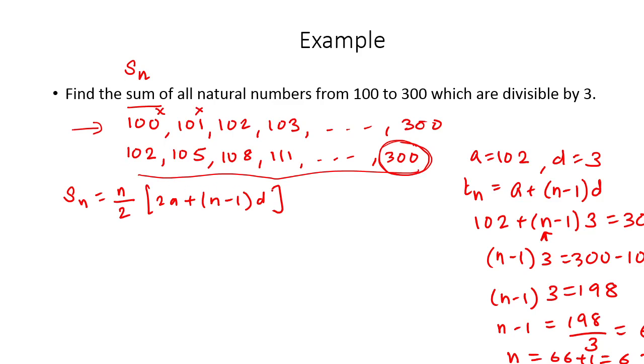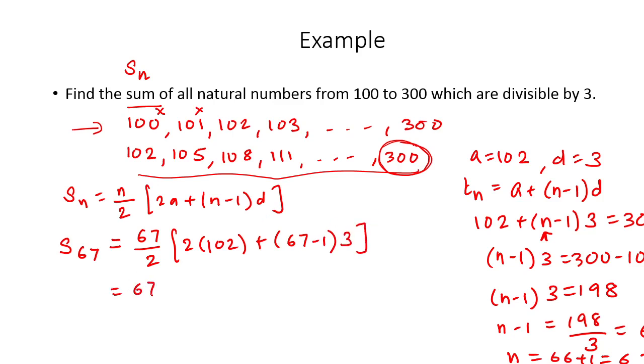So if I want to find out the sum of these 67 terms, all that I have to do is find out S67. Okay, so I put n equal to 67. So the sum of these 67 terms is 67 upon 2 into 2 into a. 2 into a is 102 plus these are 67 terms. So n is 67, d is 3. Okay, so 67 upon 2 into 102 into 2 is 204 plus 66 into 3.